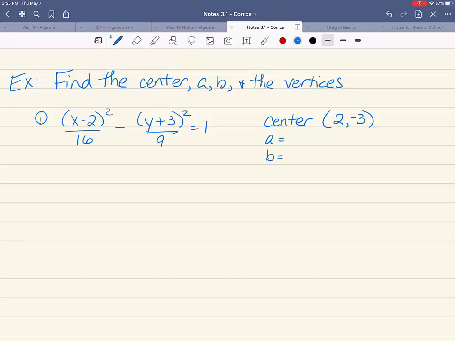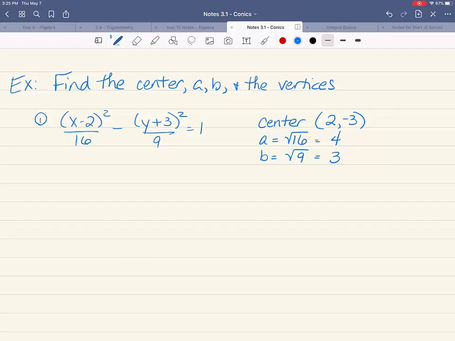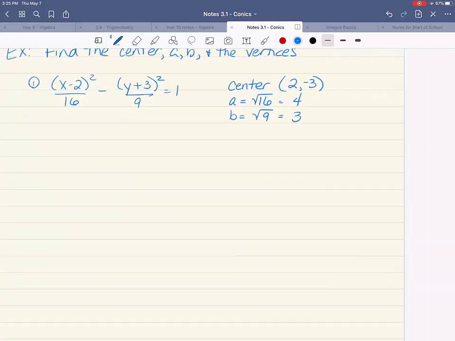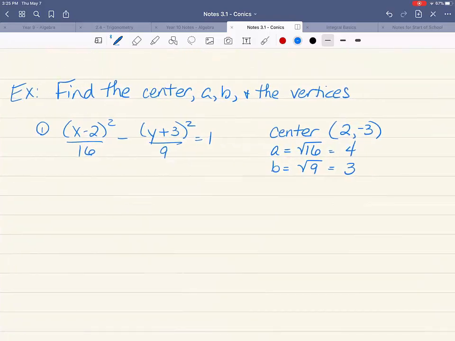Based on what I told you on the previous page, what is A? A is the square root of the positive fraction's denominator, which in this case is 4. B is the square root of the other denominator, which in this case is 3. Now you don't have to write down the square root of 16 and the square root of 9. You could just write A equals 4 and B equals 3, and that's fine. Based on the way this looks, is this a horizontal hyperbola or a vertical hyperbola? Because the x fraction is positive, this is a horizontal hyperbola. So this is horizontal.